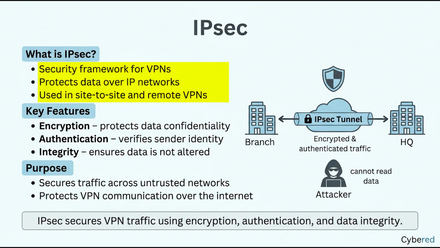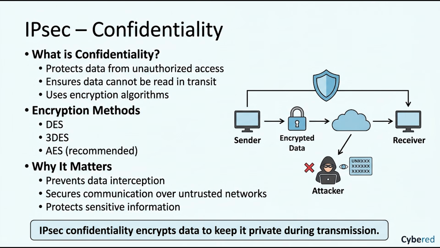Internet Protocol Security is a framework used to secure VPN communications over IP networks. It provides several security features that protect data as it travels across a VPN tunnel. The benefits of IPsec: confidentiality. Confidentiality ensures that data transmitted through the VPN tunnel is encrypted, preventing unauthorized users from reading it. Common encryption algorithms used by IPsec include DES, 3DES, and AES. Encryption protects the data from interception while it is in transit.